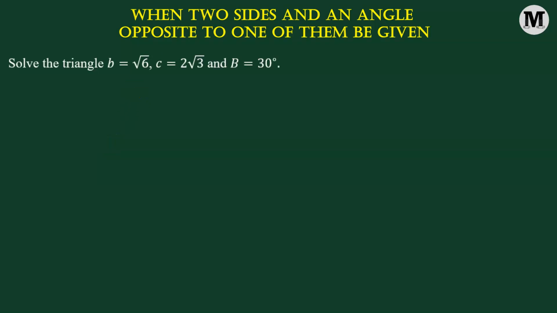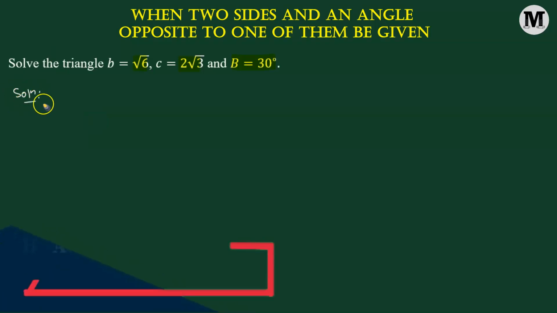Solve the triangle with side b equals square root of 6 units. Side c is 2 times square root of 3 units, and angle B measures 30 degrees. Okay, let us begin. Here we're going to construct a triangle ABC.